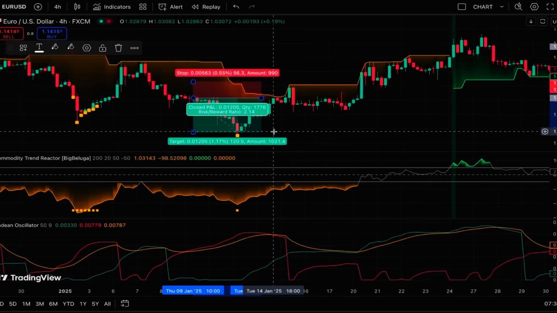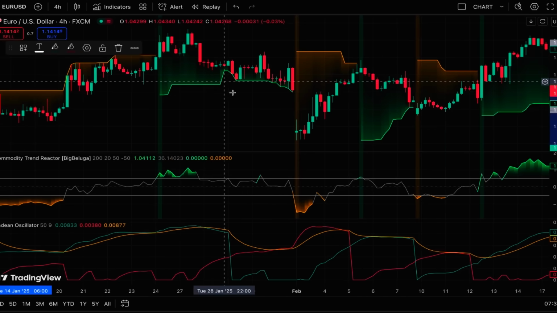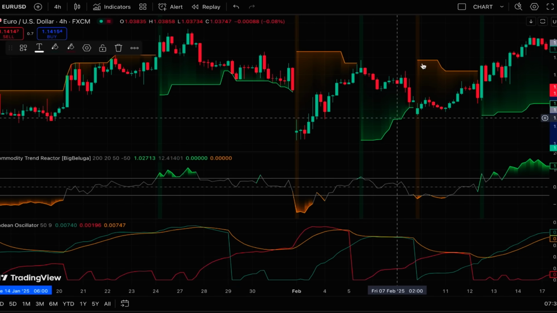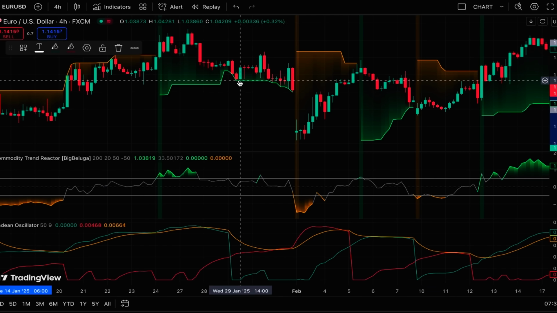Alright, here in this part, as you can see, the market is in a trading range, and because we have large swings of the price, we have repeatedly changing of this indicator from green to orange or from orange to green. Let's see how the strategy performs in this situation.